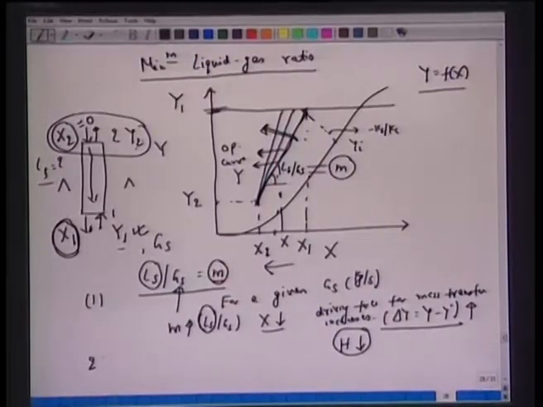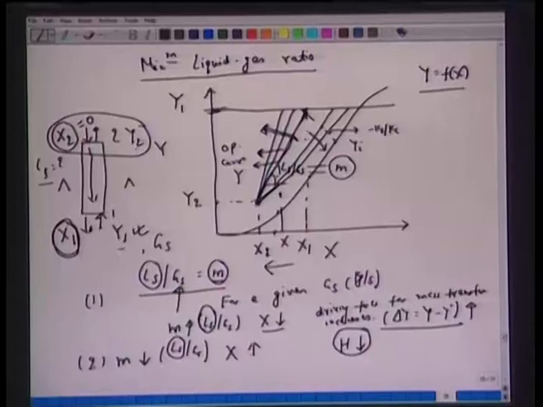Let's take the second case. Now let's decrease the slope. That means for a fixed Gs, our curve goes like this. Now if it moves in this direction, we just have the reverse effect. If m decreases, or Ls by Gs decreases, the amount of solvent is decreasing. If the amount of solvent decreases, the mole fraction or the concentration of the spent liquor will increase. That's also expected because now we have a small amount of liquid, so the liquid will be more concentrated here. X will increase, but what happens to the driving force? Now the driving force decreases and the height of the column will increase.